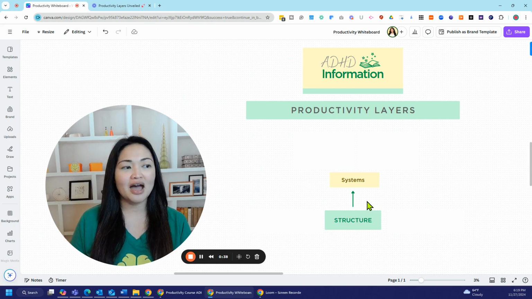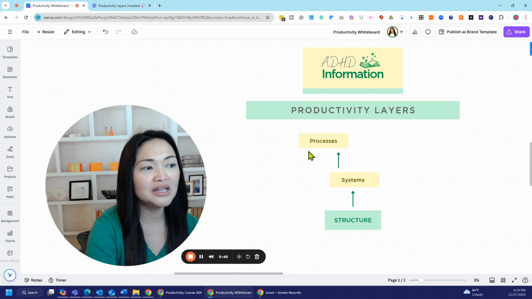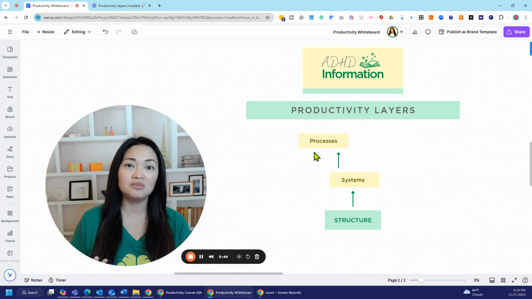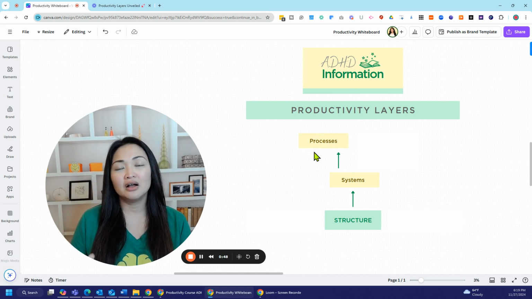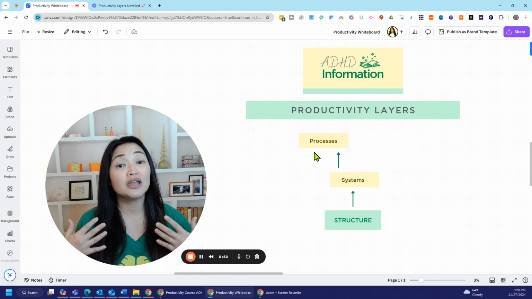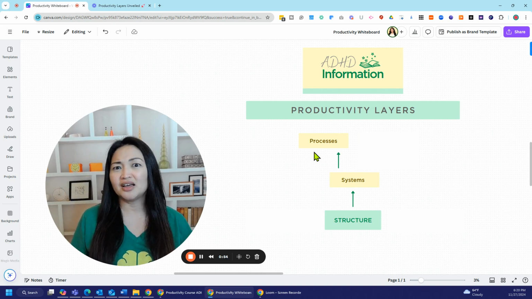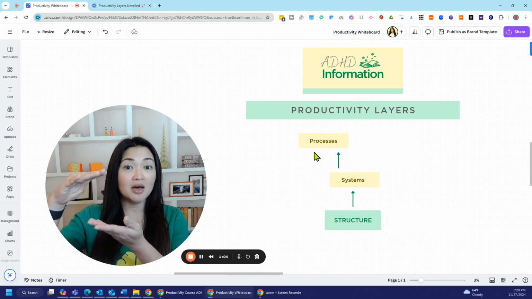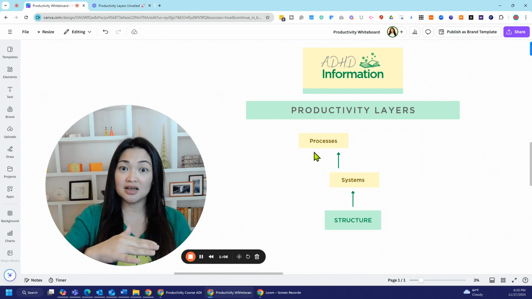And then after you have your system, you're going to realize that you just created processes. What do I mean by that? Processes are repetitive steps that you have in your systems. For example, whenever you write your blog post, you realize that you're always doing step one, step two, and step three. Those steps from one to three are your processes, and the entire set of steps is your system.